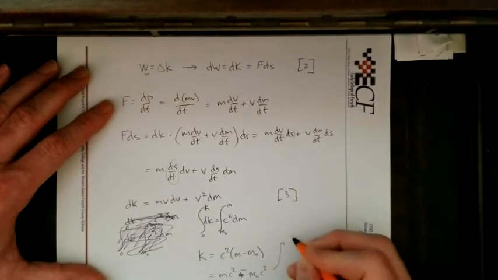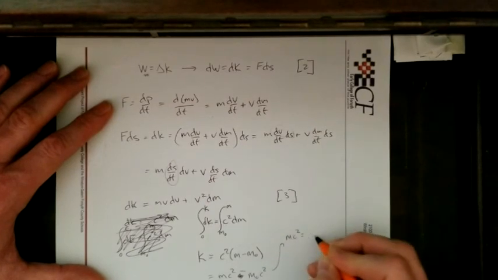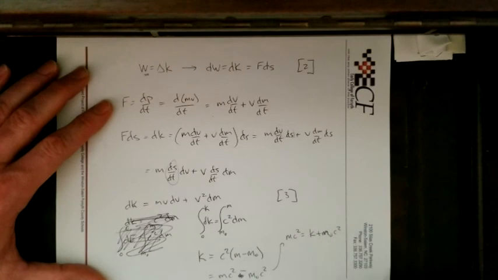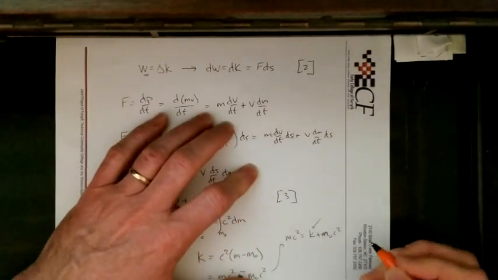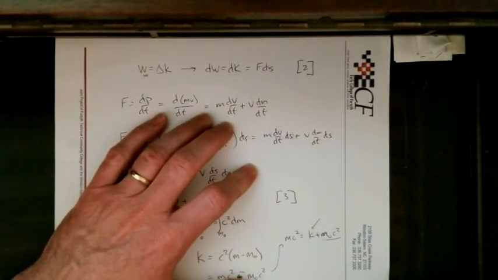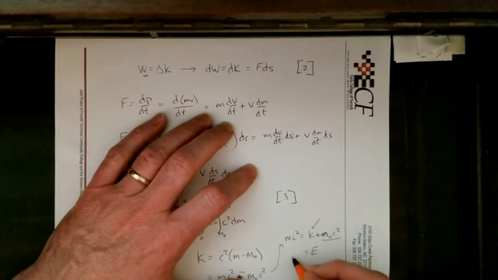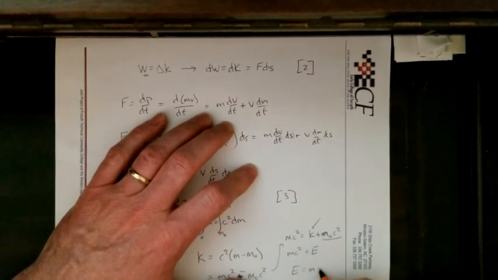Therefore, mc squared is equal to K plus m naught c squared. This is the kinetic energy. This is the rest energy. And that's all that we're dealing with here. So this is equal to energy, which is mc squared, or written in a more traditional form, E equals mc squared.